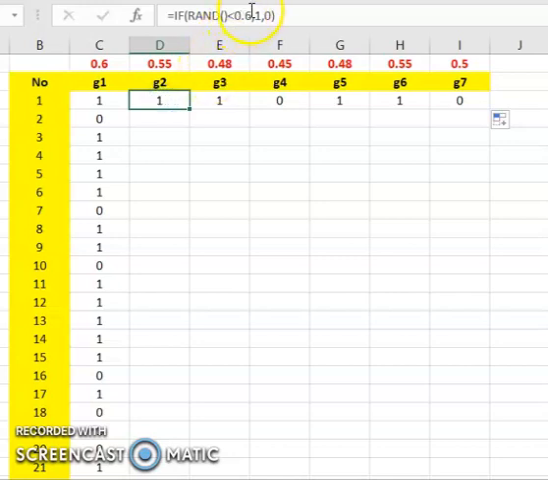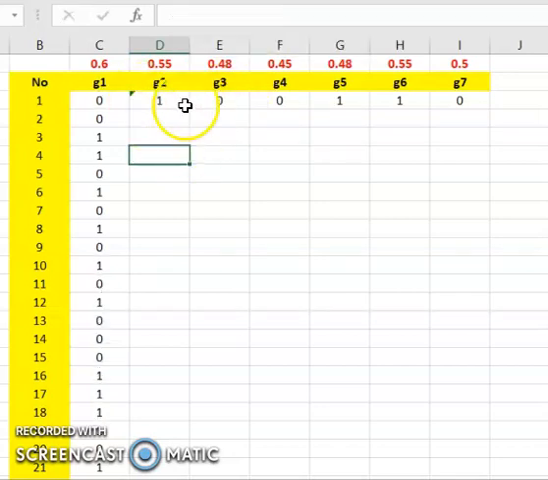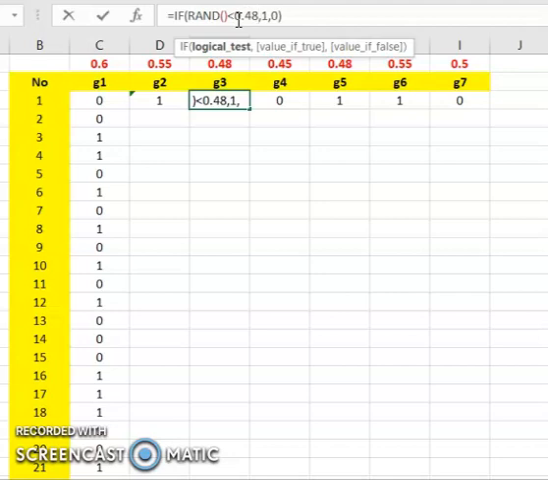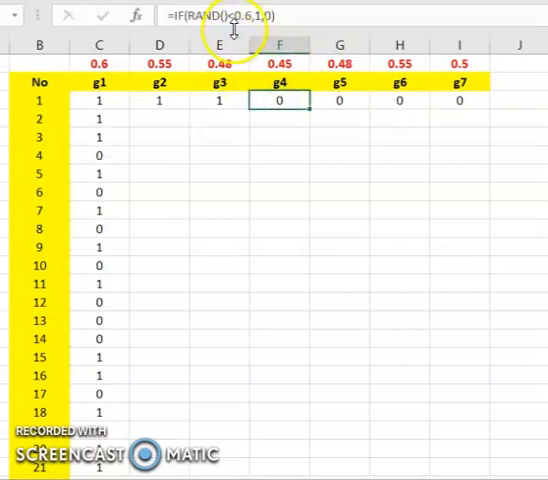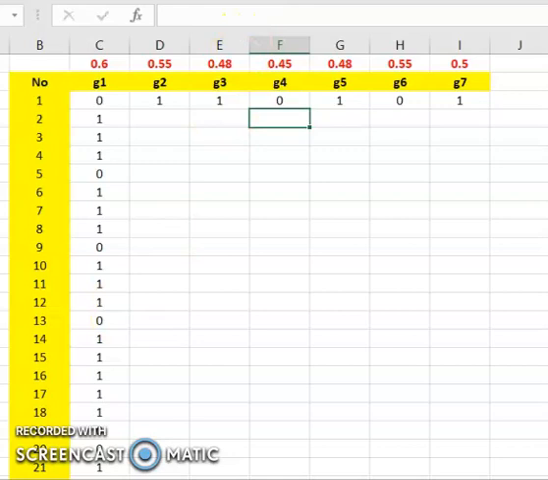So instead of 60%, it would be 0.55, and here instead of that it would be 48, and 45, and like that we continue, and I'm going to populate all the 1000 runs.